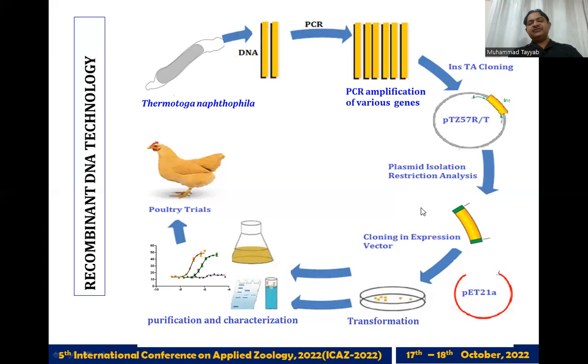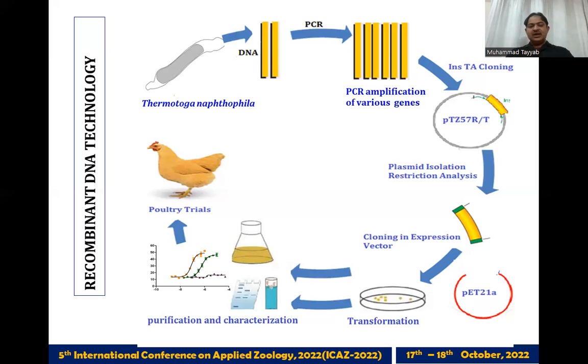So once we have confirmed that our gene of interest has been ligated in the vector, this recombinant vector can be utilized for the transformation of E. coli BL21 codon plus cells, for example, that can serve as expression host. Then once we have the cells which are having the recombinant vector, these cells can be utilized for the production of recombinant enzymes.